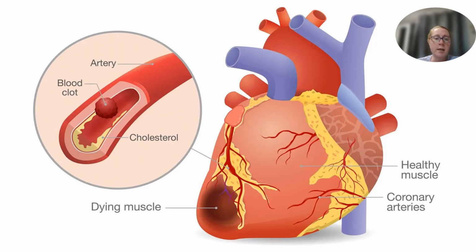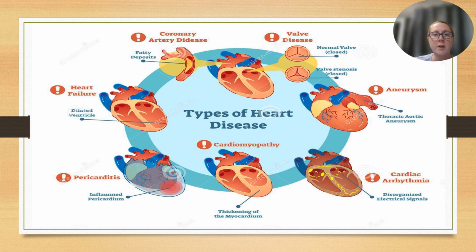And we can have a dying muscle. This is usually where there's been a myocardial infarction, a heart attack, basically, and it has damaged some of the muscle. And so that, of course, weakens its ability. So some types of heart disease, we have coronary artery disease, one of the most common. It's fatty deposits, cholesterol, triglycerides that like to hang out in our arteries and block the blood flow.